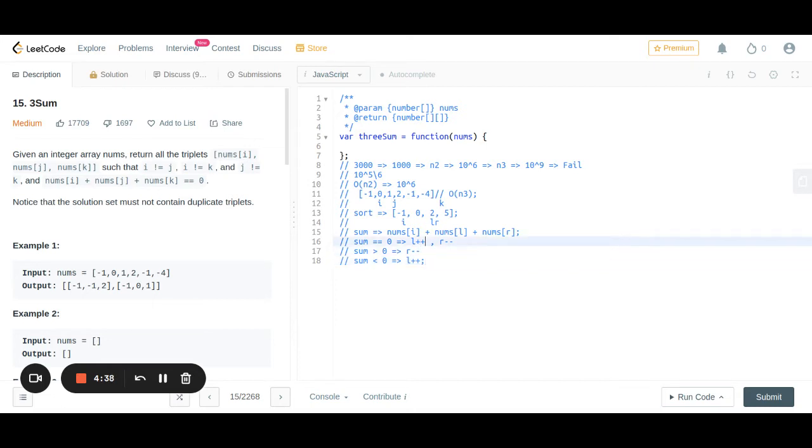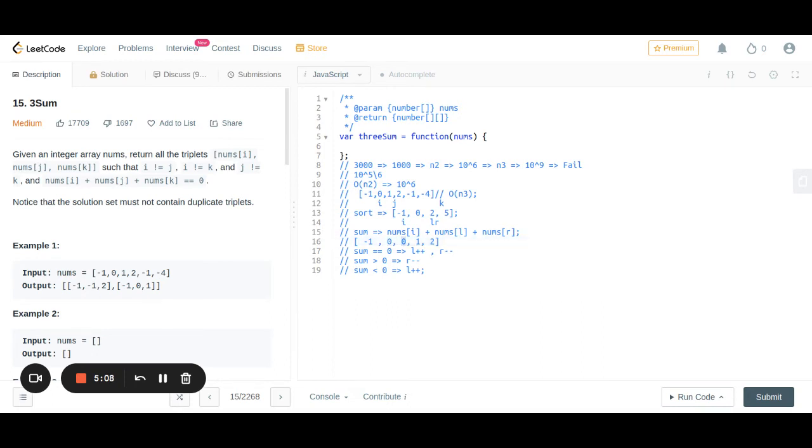One more thing, we don't want duplicates. A set must not contain duplicates. So what we are going to do is sort it. Suppose the array is -1, 0, 0, 1, 2. We are going to check for the first 0 all the possible answers on the left and right, and then for the next 0 we are going to check all the possible answers.